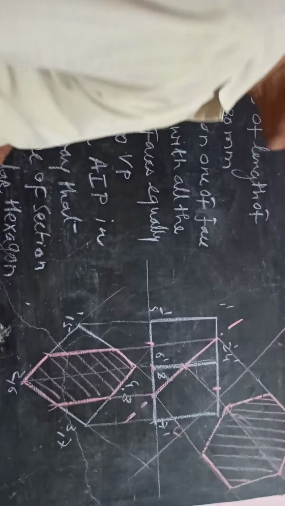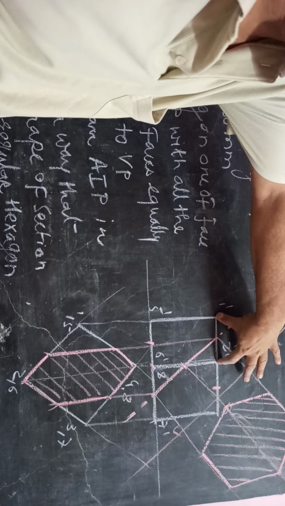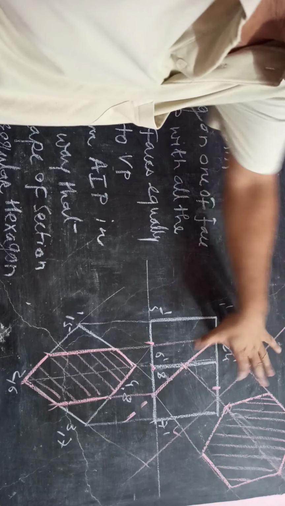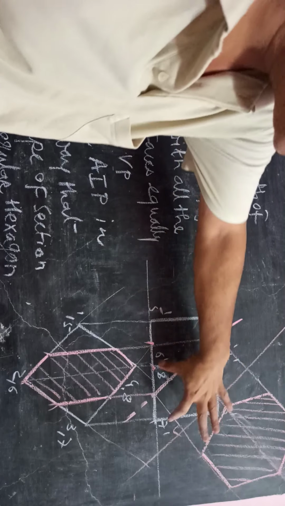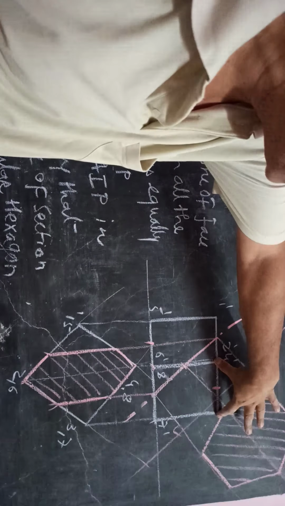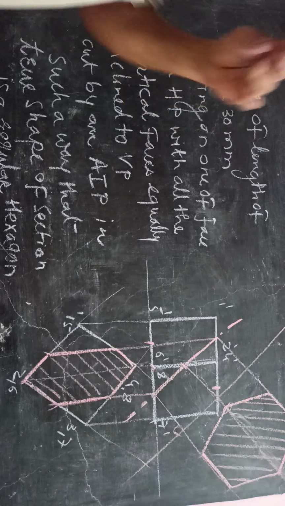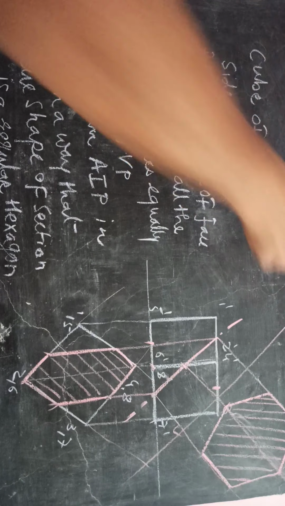So to get the hexagon, your section plane must pass through the midpoint of this, the midpoint of this and the midpoint of this, or you can draw it on this side also, midpoint of this and midpoint. So you will get the true shape as the regular hexagon.